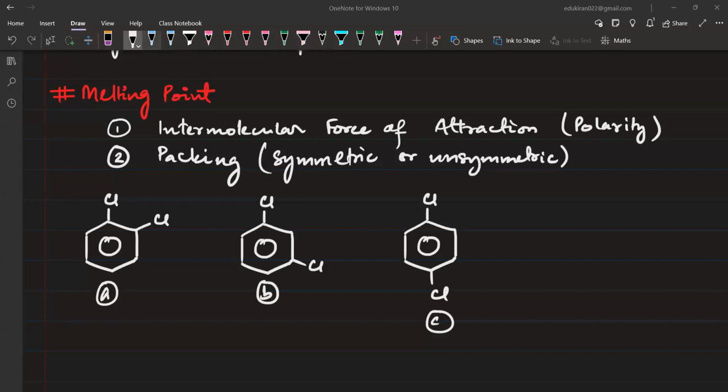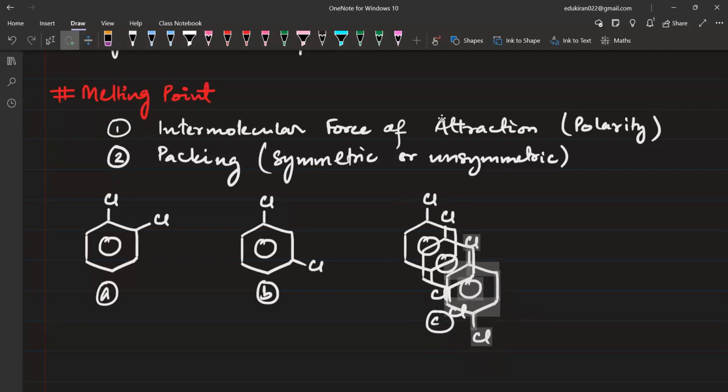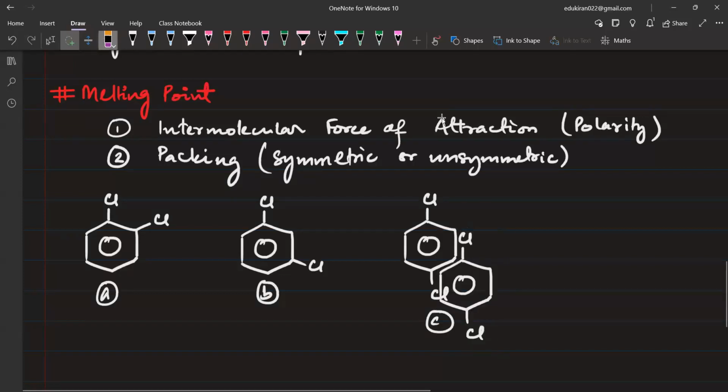I think if I say the answer, you would obviously agree with me that C is the most symmetric. And only because of symmetry, what happens? The para-dichlorobenzene can fit in a lattice very easily. Okay, you can see this happening. Can you see this? Now, obviously, I will remove the chlorine, but I'm just showing the importance of the para position.